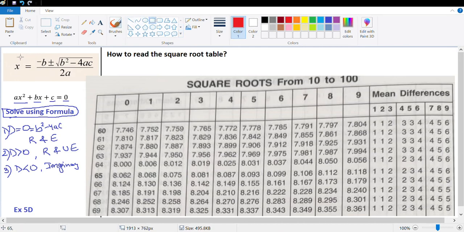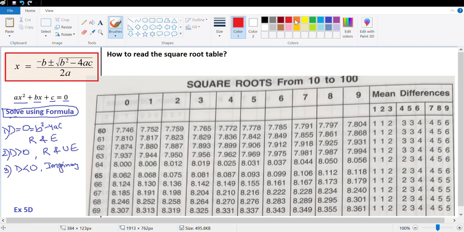The formula is x is equal to negative b plus minus under root of b square minus 4ac, divided by 2a. So that's the formula. You have no option but to remember it. The derivation of this formula is not in your syllabus. That's why I'm not getting into how this formula came into picture.